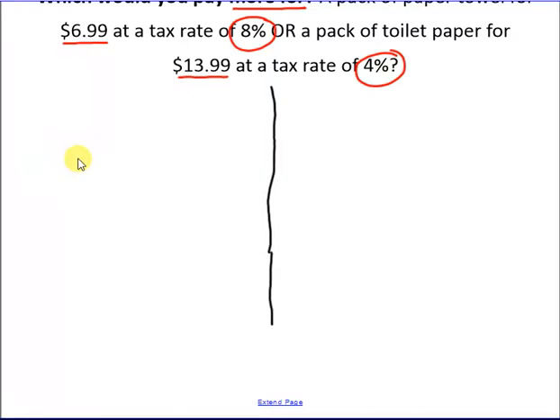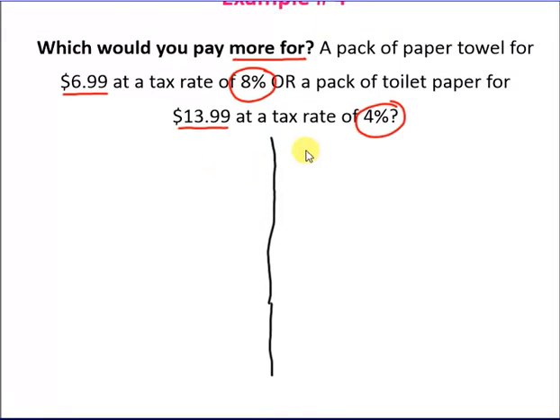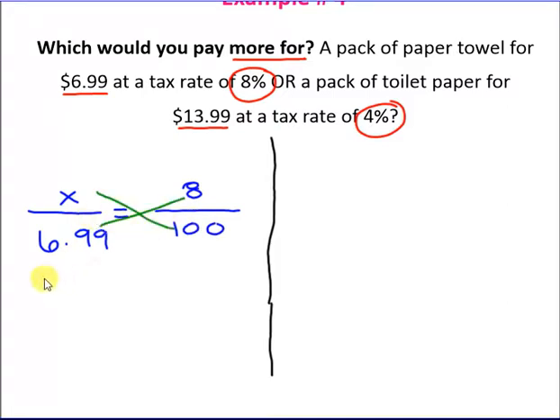So first, let's go ahead and take a look at the pack of paper towel. So I'm going to make my blank proportion. The cost is $6.99. I'm trying to find the tax. The tax rate is 8%, and that's always going to be over 100. I'm going to go ahead and cross multiply. 100 times x is 100x.